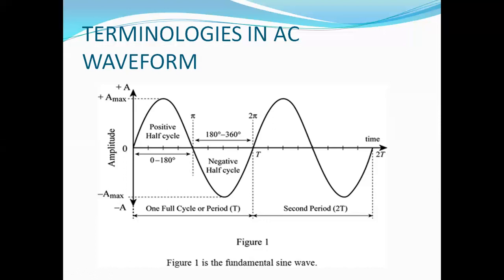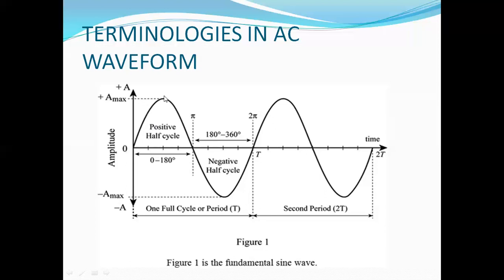How can we define the waveform? So this is a waveform. It is a graphical representation of the sinusoidal alternating values. A graph of the instantaneous values of an alternating quantity plotted against time is called a waveform. So it is simply a graph of instantaneous values plotted with respect to time, and that is its waveform.